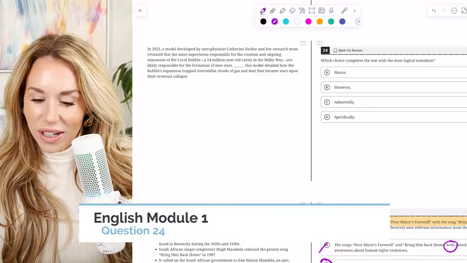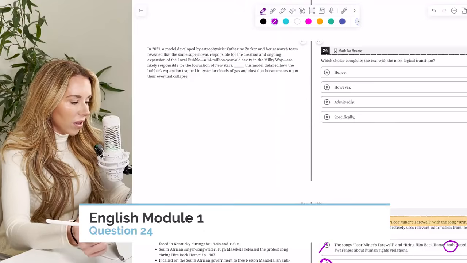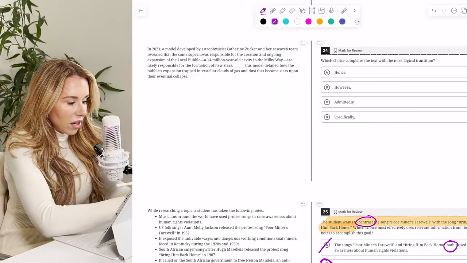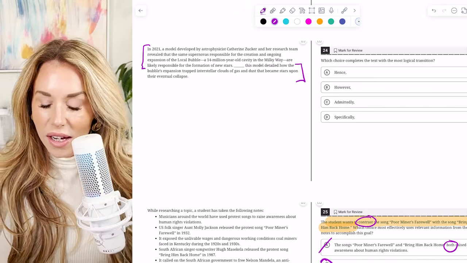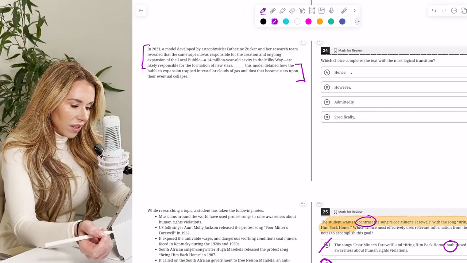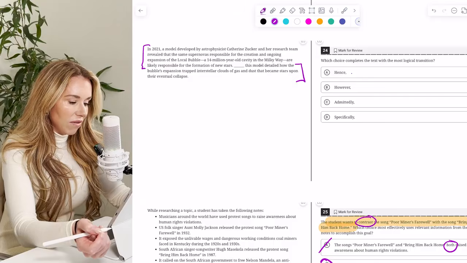All right, now we're into transitions. So I'm going to go ahead and read the first sentence and then the second sentence to see how they relate. And I'm looking at the answer choices just to get a sense of what they give me.